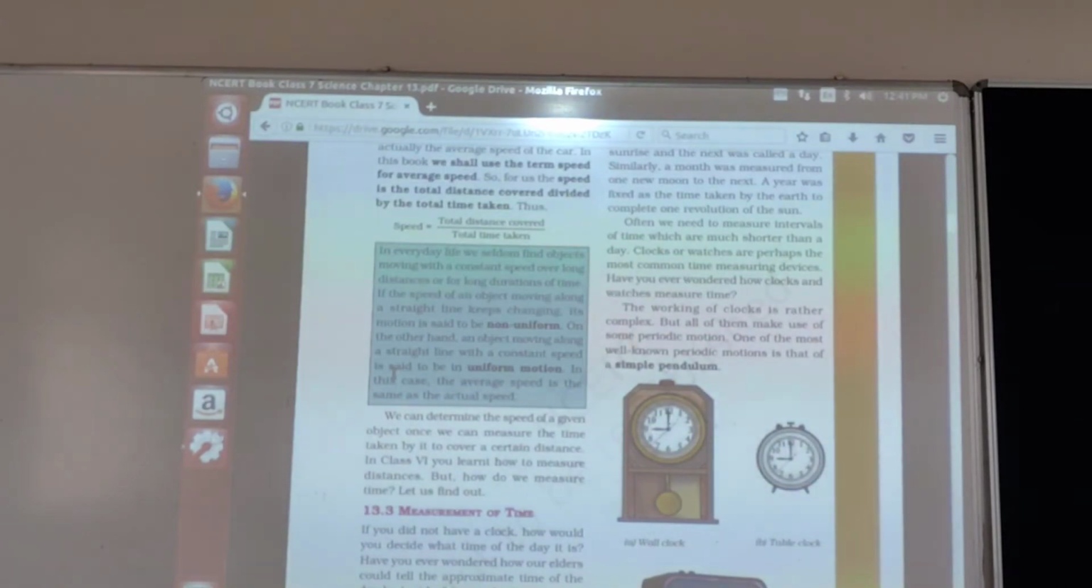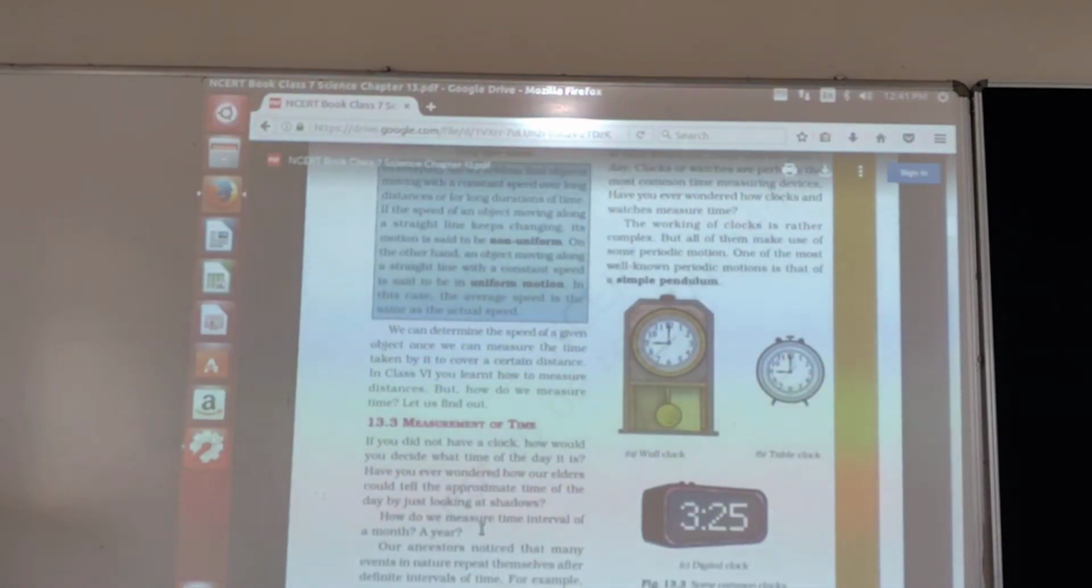An object moving along a straight line with a constant speed is in uniform motion, and when the speed of an object moving along a straight line keeps changing, its motion is said to be non-uniform. So we can determine the speed of a given object once we can measure the time taken by it to cover a certain distance.